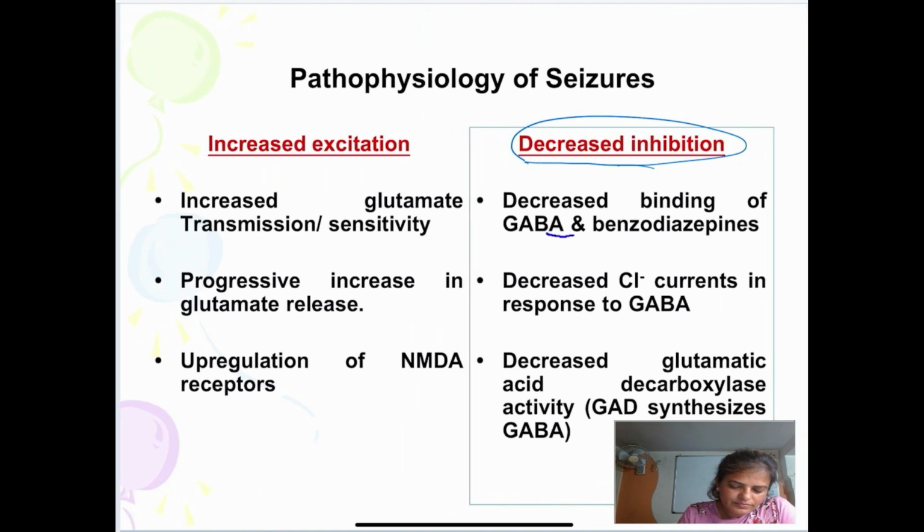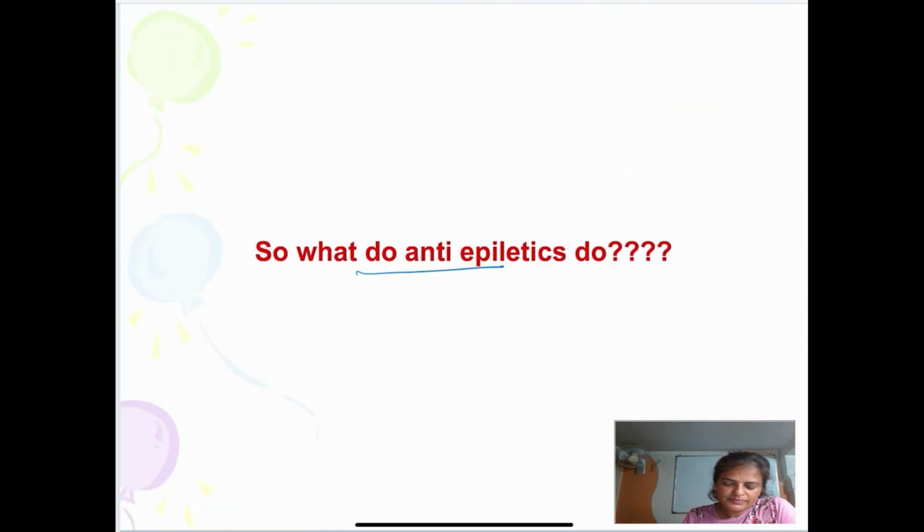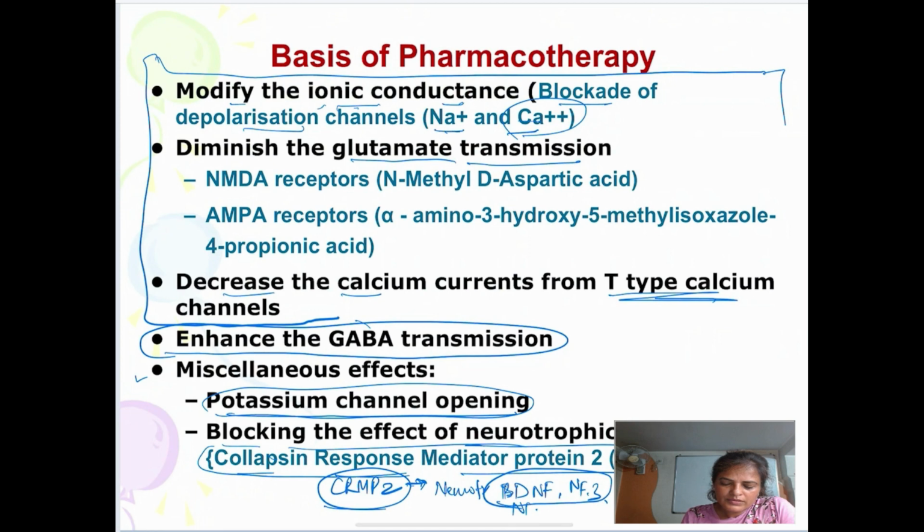So the basis of pharmacotherapy of the majority of anti-epileptic drugs is that they decrease the excitation and increase the inhibition, right? How do they increase inhibition? By increased binding of GABA and increased synthesis of GABA. And how do they decrease the excitation? By blocking the sodium channel and calcium channel, by diminishing the activity of these, by acting here, by acting on all these.